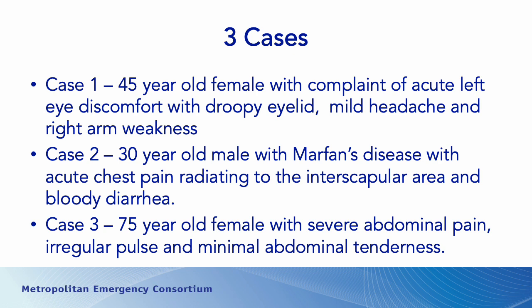Second is a 30-year-old male with a known history of Marfan's disease. We'll talk about Marfan's in a moment. He has acute chest pain radiating to the interscapular area and bloody diarrhea. And case number three is a 75-year-old female with severe abdominal pain, irregular pulse, and minimal abdominal tenderness. Keep all these three cases in mind as we go through this.